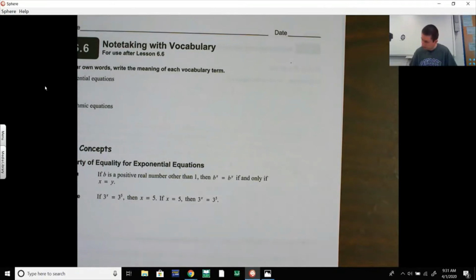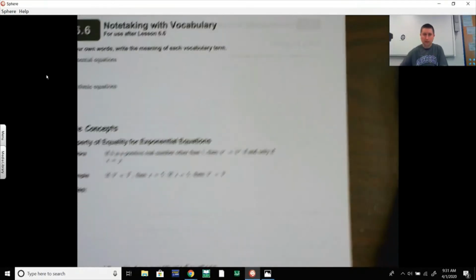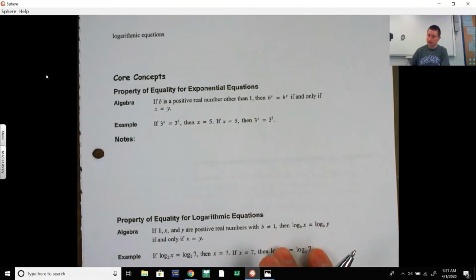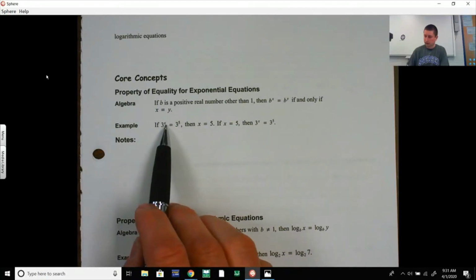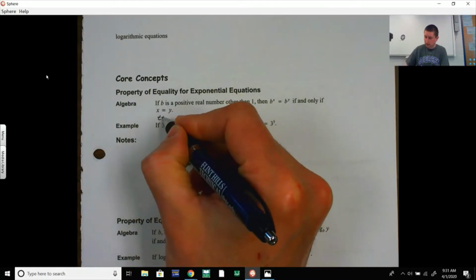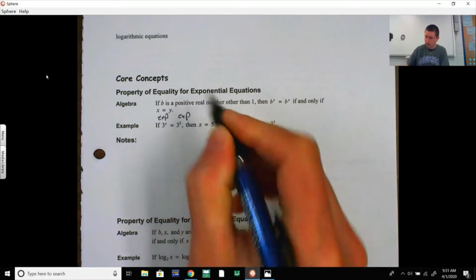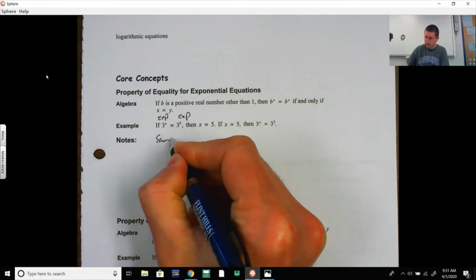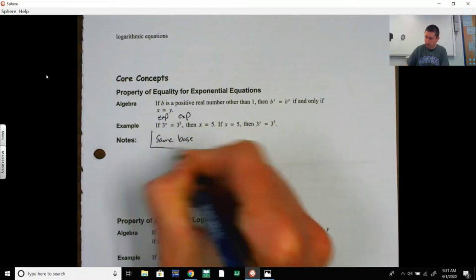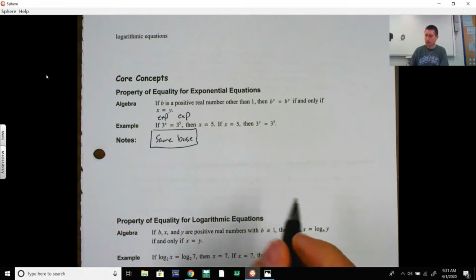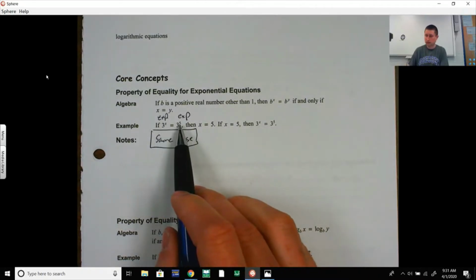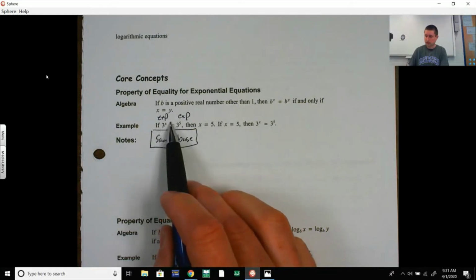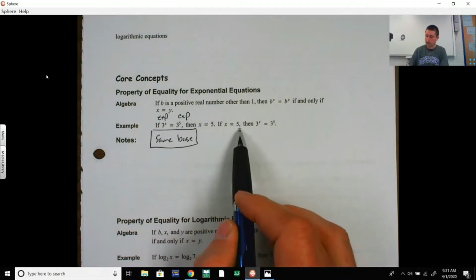Let's keep moving. Sometimes when you have exponentials on both sides, it gets a little bit easier because you can set the exponents equal to each other. So what they're saying here is I have an exponential equaling an exponential, and I have the same base number. That's going to be important here, getting the same base number. If you have that, then the exponents have to be equal. So same base, 3 to the x equals 3 to the 5, so x has to equal 5.